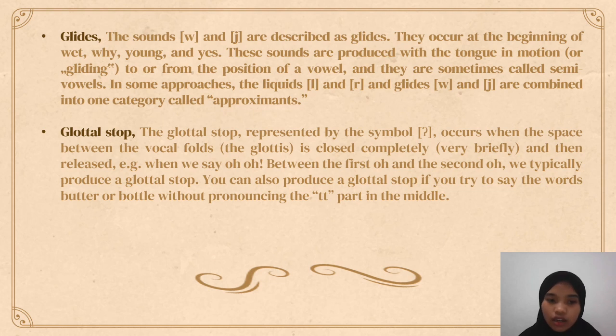So the last is glottal stop. The glottal stop, represented by the symbol you can see, occurs when the space between the vocal cords, the glottis, is closed completely very briefly and then released. When we say uh-oh, between the first uh and the second oh, we typically produce a glottal stop. You can also produce a glottal stop if you try to say the words butter or battle without pronouncing the T part in the middle.